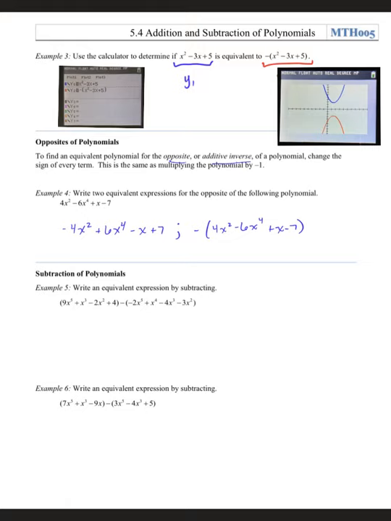So with that, when you look up here, we can see that these two are opposites of each other, because here you can see that it's a positive x squared, -3x plus 5, which is what we have in the parentheses, but we're multiplying it all by a -1.